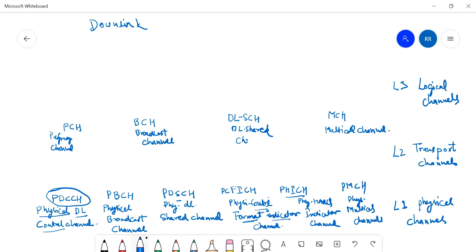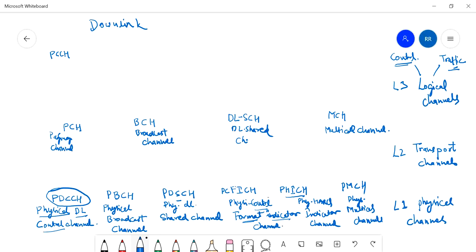Okay, now the upper-most logical channels. Logical channels are of two types: control channel and traffic channel. The channel which contains control information is called a control channel, and the one which contains traffic is, obviously, called a traffic channel. So this is PCCH.